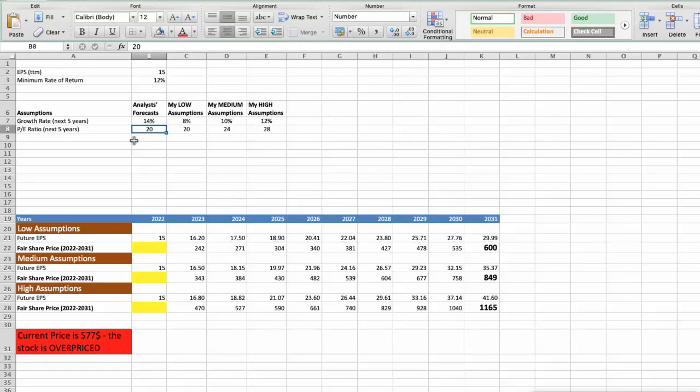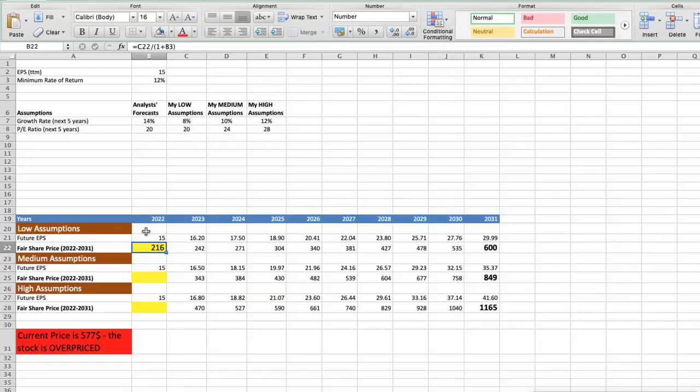First scenario. Broadcom will have bad performance in next 5 years, and we will use the following parameters in our calculation. Future growth rate would be a low, 8%. Future P/E would be a low, 20. In this case, the fair value of the stock today would be $216.